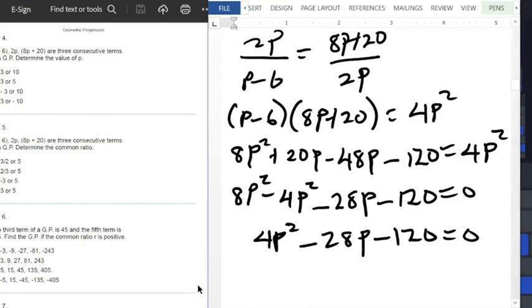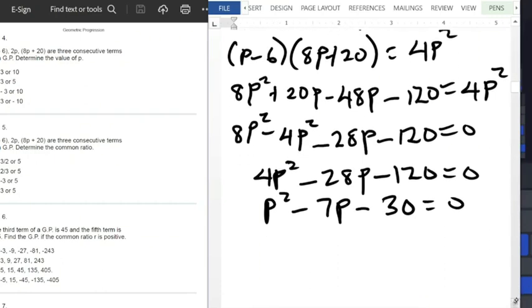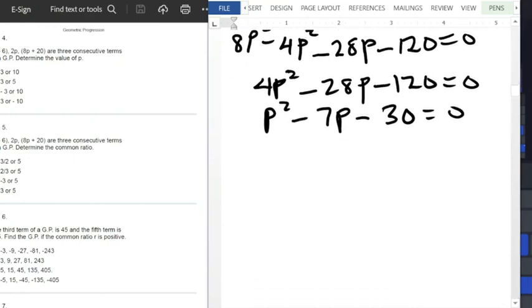So 4 is common. So we have P squared minus 4 into 28, that's 7P, minus 4 into 120, that is 30, equals 0. So this is what? Quadratic equation. You now solve for the value of P using the factorization method. So here we have 1 multiplied by minus 30, which is minus 30. So look for two values that when we multiply, it will give us minus 30, but when we add, it will give us minus 7.